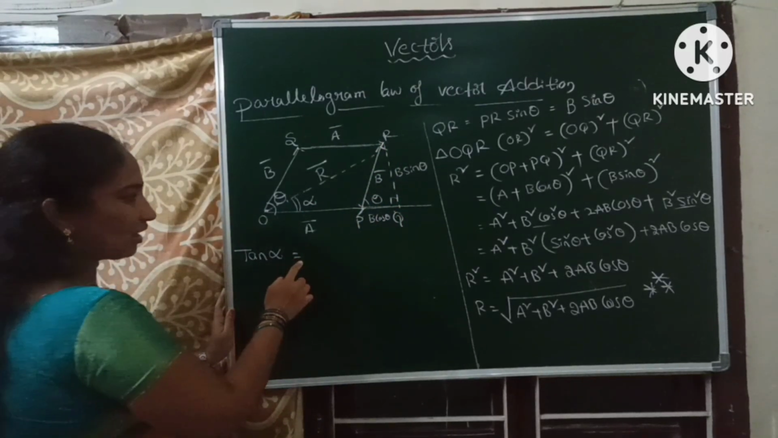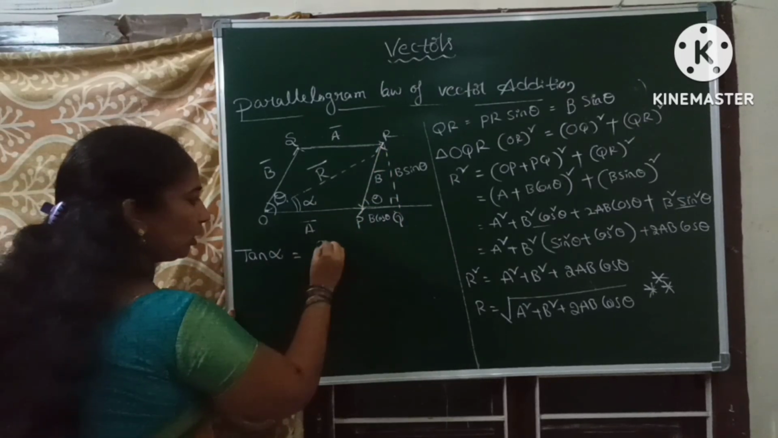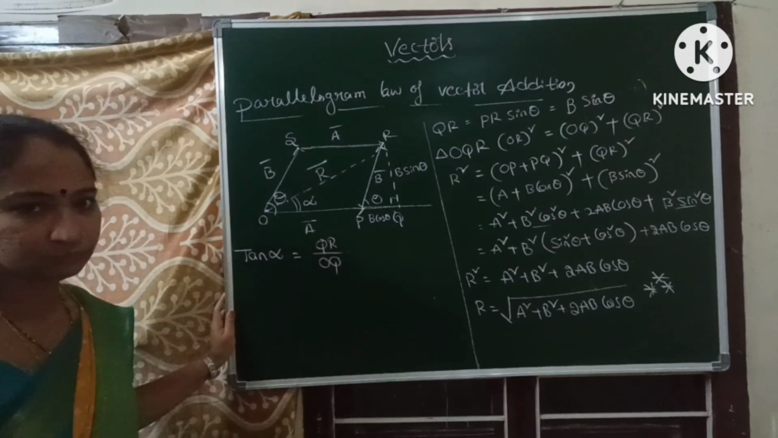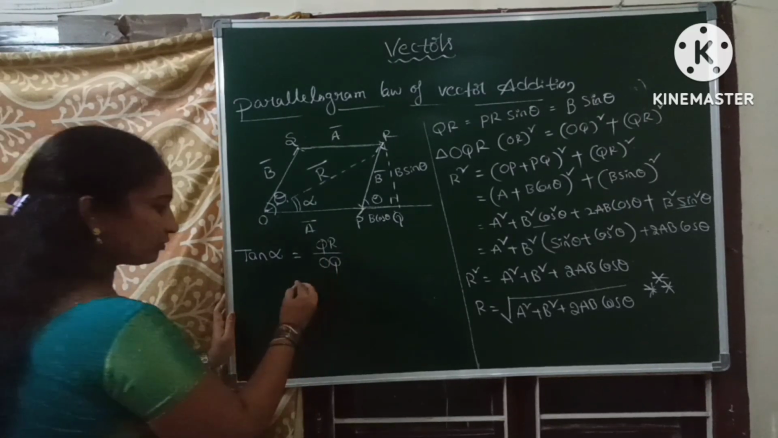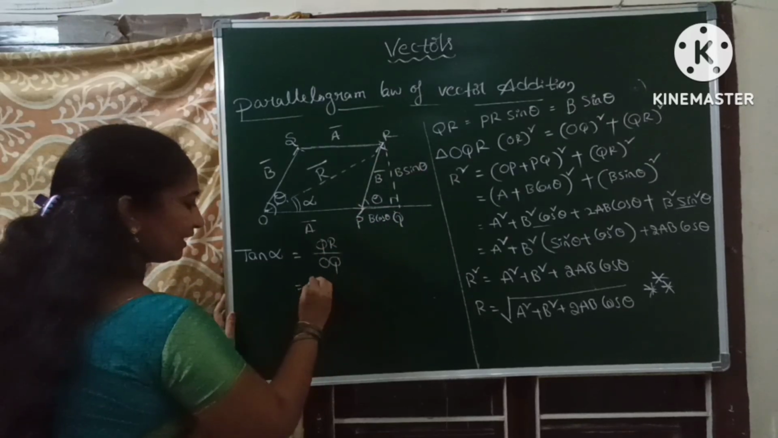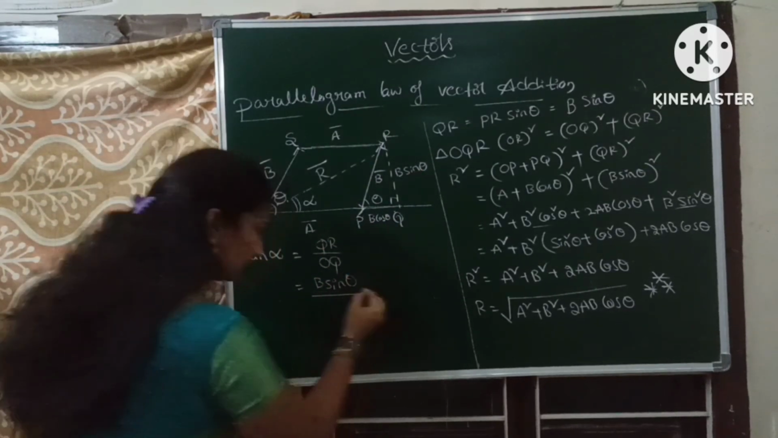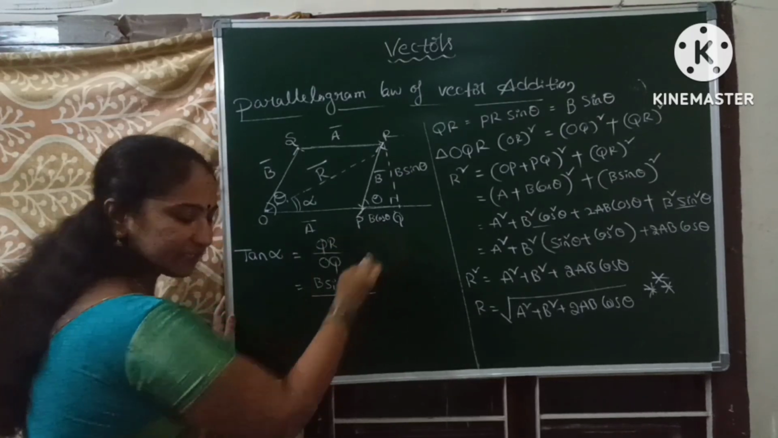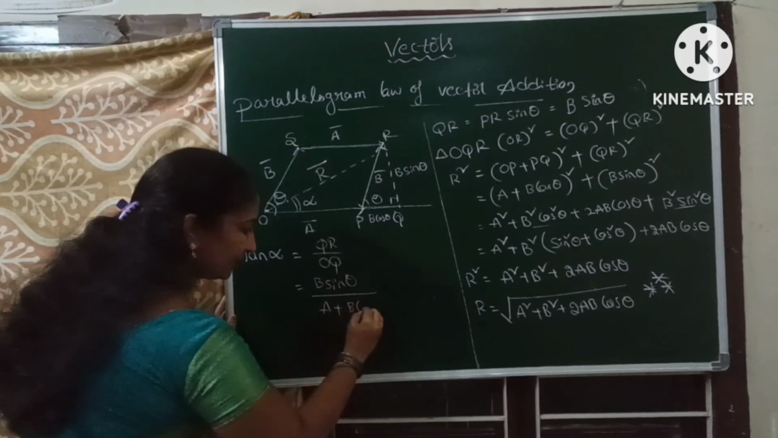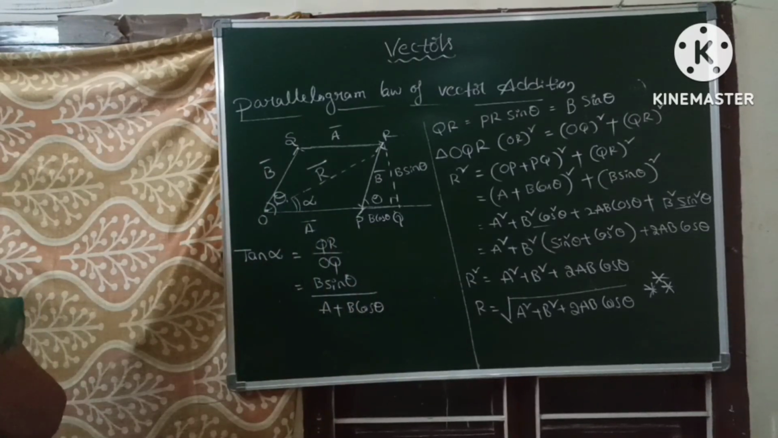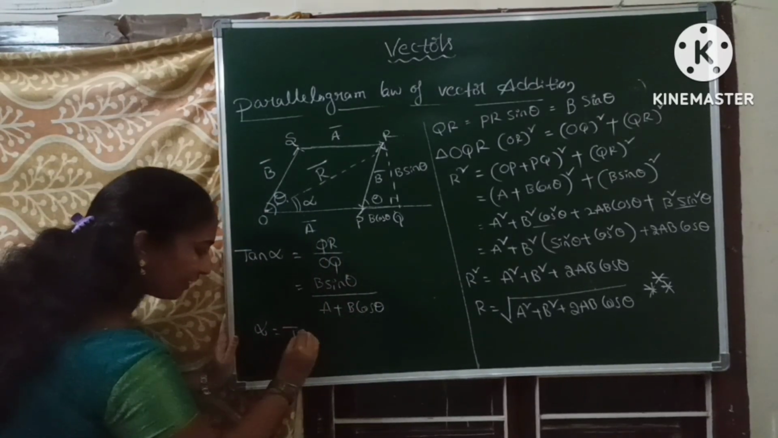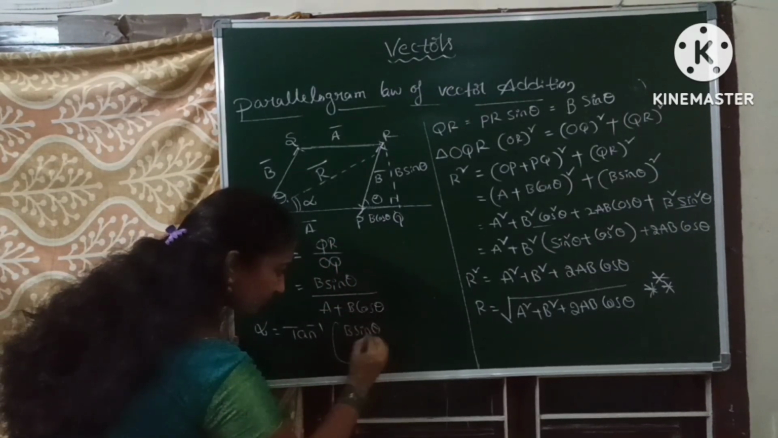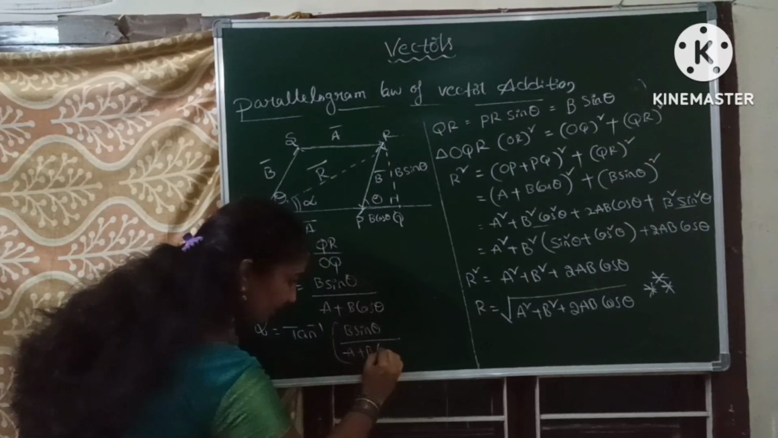Then substitute the values. Tan alpha is nothing but the opposite side QR by the adjacent side OQ, right? Tan is equal to opposite by adjacent. So QR is nothing but a b sin theta, divided by OQ. OQ is nothing but OP plus PQ, that is simply a plus b cos theta. So alpha is equal to tan inverse of b sin theta by a plus b cos theta.